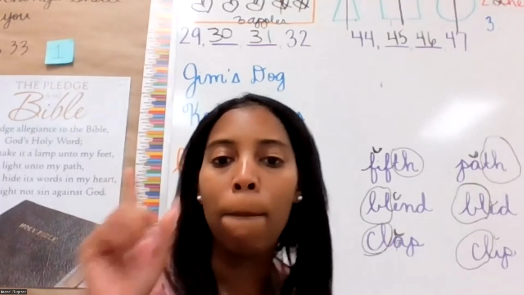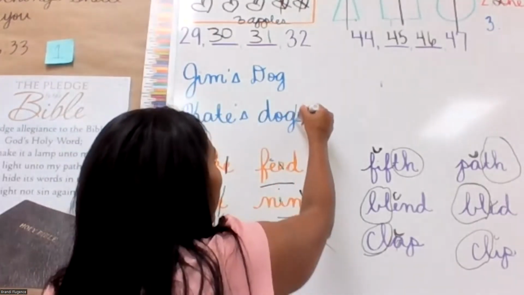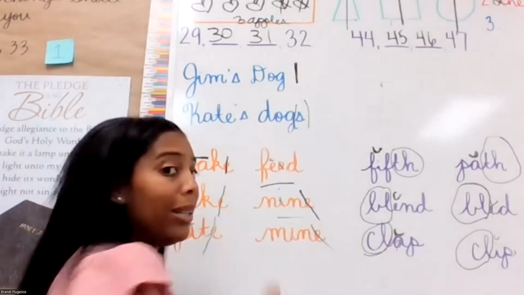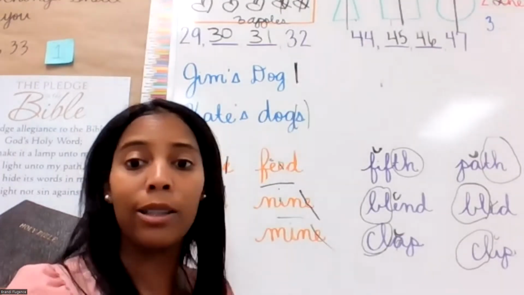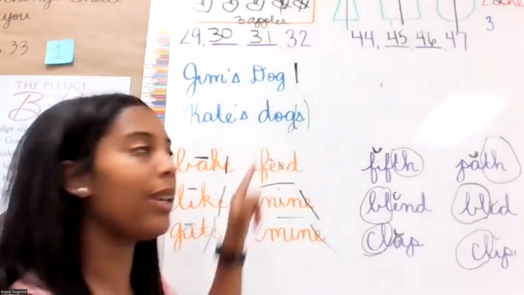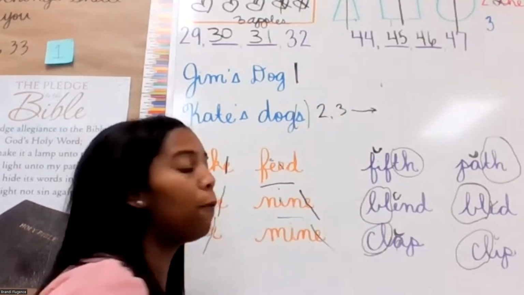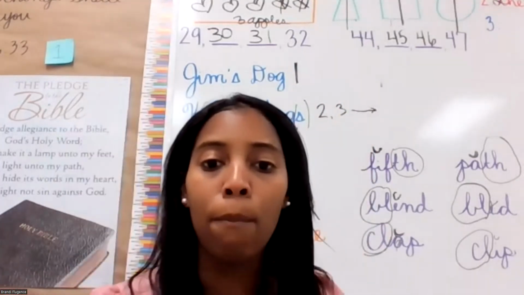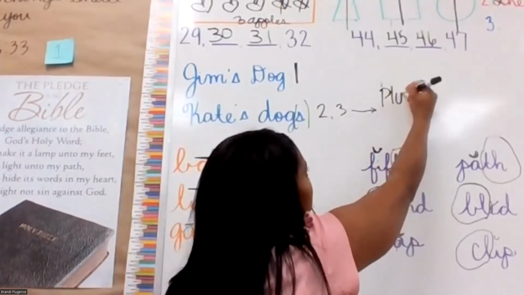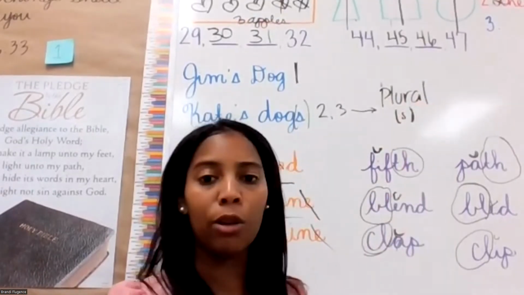Whenever you are talking about more than one thing, you will put an S behind it. When I said Jim's dog, I was only talking about one dog, right? Because I don't have an S. But when I say Kate's dogs, that S at the end is telling me that she could have 2, 3, 4, and so on. When we want to make a word mean more than one, we put an S at the end. It becomes what we call a plural.